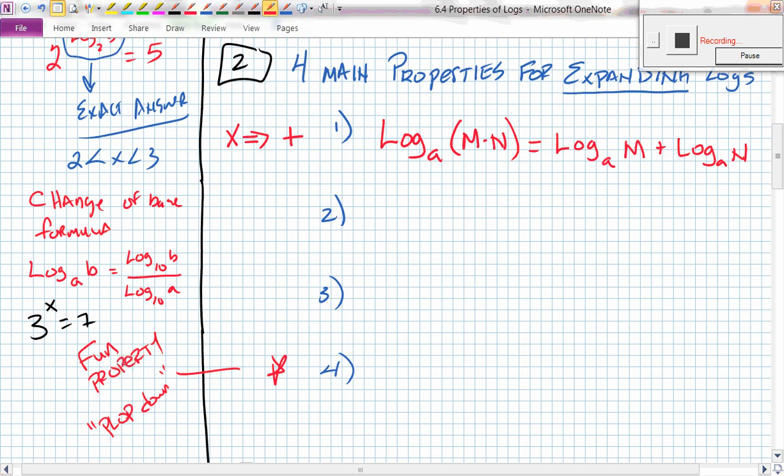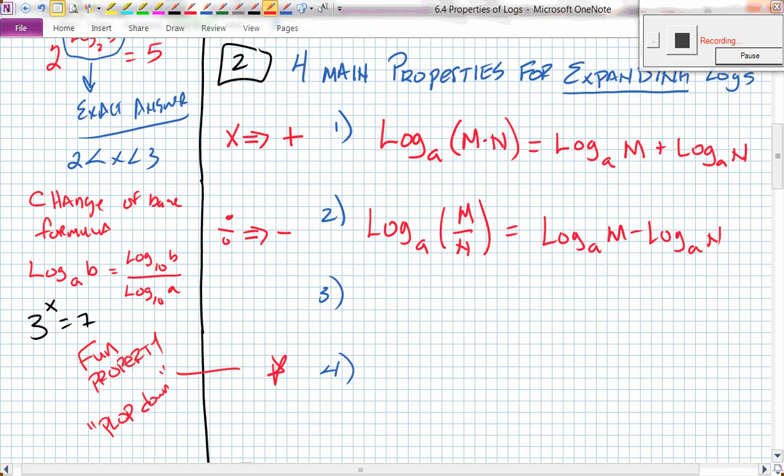All right, now, think about this. If multiplication is expandable over addition, there's only two operations that are left. So let's talk about log base a of m divided by n. So how do you think you expand a division problem? Subtract. You subtract. You guys got it. Log base a of m minus log base a of n. So division is expanded through subtraction.